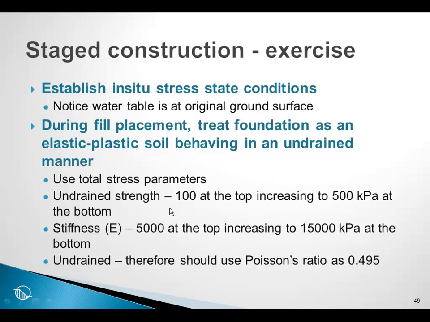The undrained strength will vary from 100 at the top of the layer and increase linearly to 500 at the bottom. The stiffness will be 5,000 kPa at the top, increasing to 15,000 kPa at the bottom. And during construction, we are going to treat the soil as behaving in an undrained manner. And since the soil is below the water table, it is fully saturated.